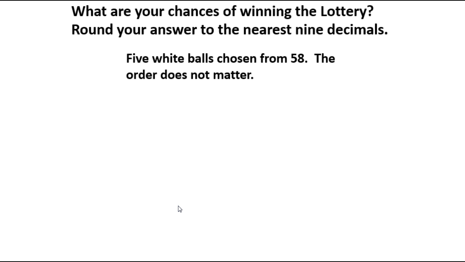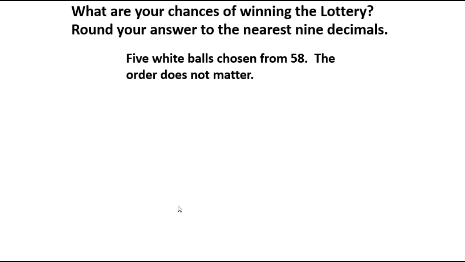So let's go down a little bit further here. In this one, 5 balls are chosen from 58. Order does not matter, and that becomes important because that's going to be a combination. Remember, with permutations, the order does matter, but this one it doesn't matter. It doesn't matter if all your numbers are drawn in the exact order you chose or in a different order. As long as you chose all the right numbers, then you're good to go.